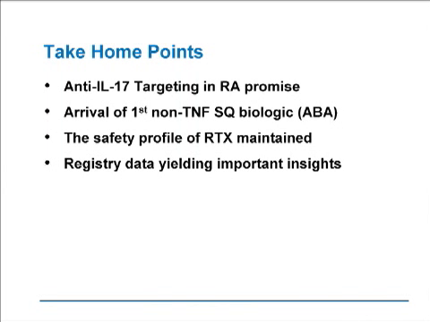In summary, the take-home points are that anti-IL-17 targeting in RA, at least the target of IL-17A, has some promise, but it does not seem to be particularly strong. I think we also have to clearly welcome the arrival of the first non-TNF sub-Q biologic, abatacept. It's clearly effective and clearly useful. Rituximab provides continued safety benefits along with all the other agents, and the use of rituximab in combination biologic therapy is obviously of great interest to us in terms of the safety profile and possible clinical application in patients that have failed the TNF antagonist.